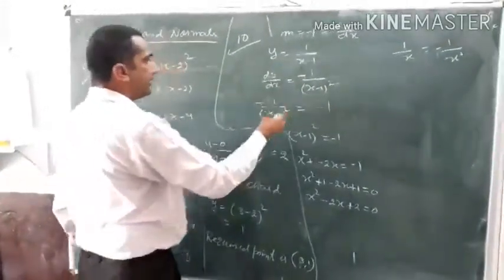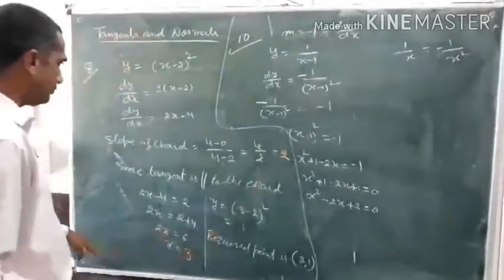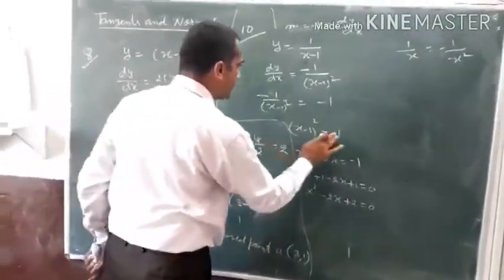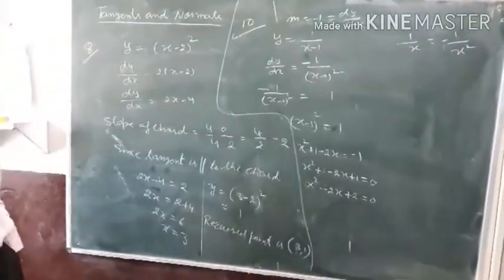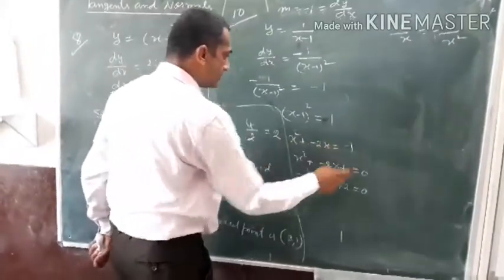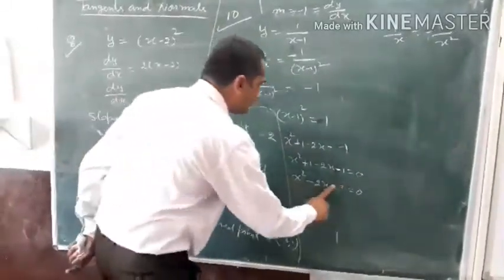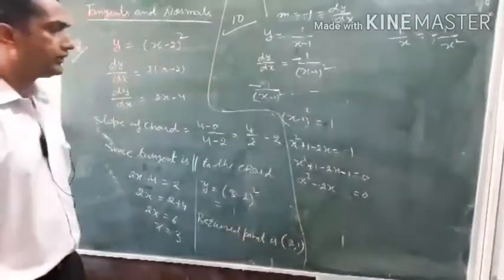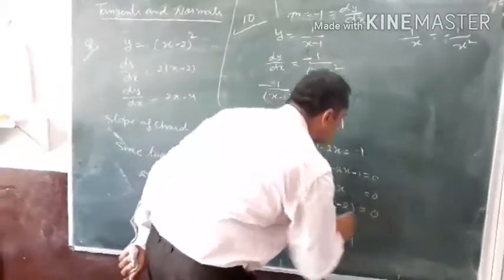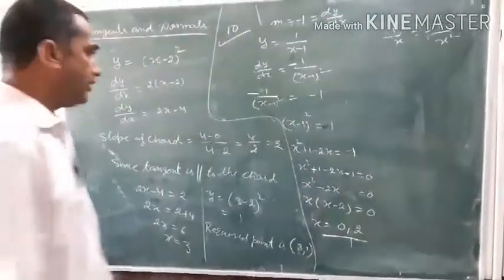So minus 1 over (x minus 1) whole square is equal to minus 1. This is given to you, the slope is given as minus 1. (x minus 1) whole square is equal to plus 1. (x minus 1) whole square is equal to 1. x square plus 1 minus 2x is equal to 1. And this minus 1 is equal to 0. x square minus 2x is equal to 0. Take x common, x(x minus 2) is equal to 0. So x will be 0 and 2.